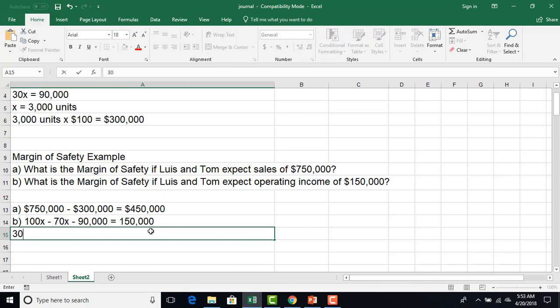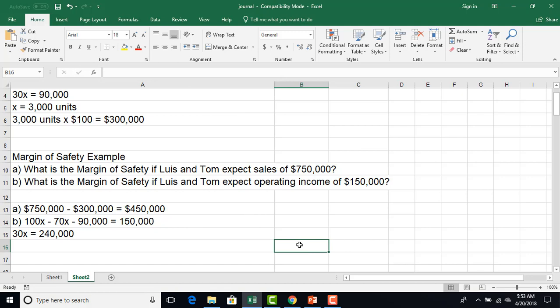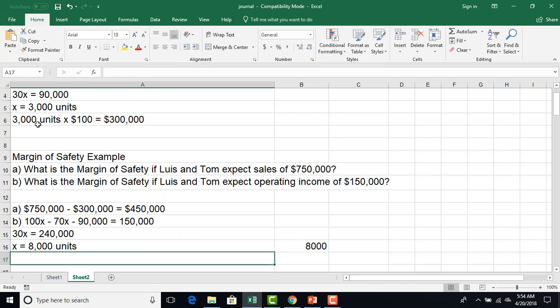All right, same approach we've taken before, combine my x's. I have 30x equal to, add 90,000 to each side, so 150 plus 90 equals 240,000. Do some math right here. 240,000 divided by 30 tells me that I have to sell 8,000 units to be able to reach my expected income. So I can see already that my break-even in units, which isn't what I'm really looking for yet, just a heads up, would be 3,000.